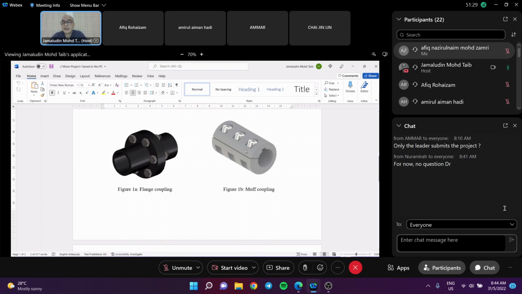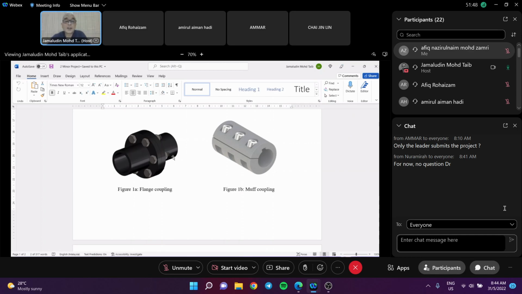If it is a flange coupling, that means the load will cut. Let's say this is the bolt. You cut like this; that is the flange. For the muff coupling, it is going to be pulled like this. There's a lot of difference.